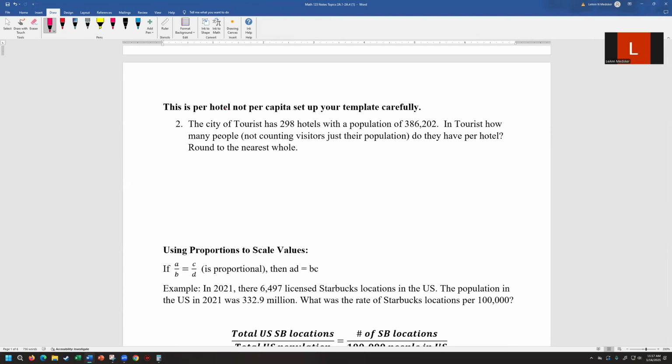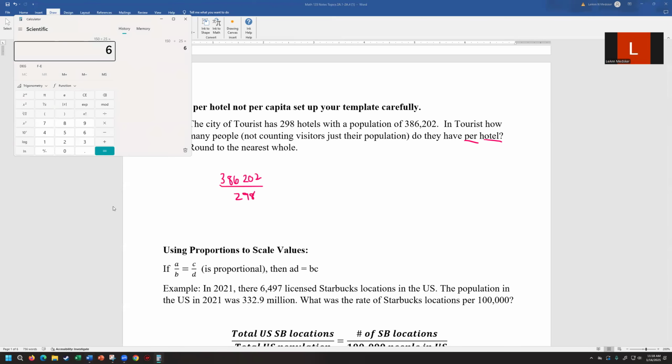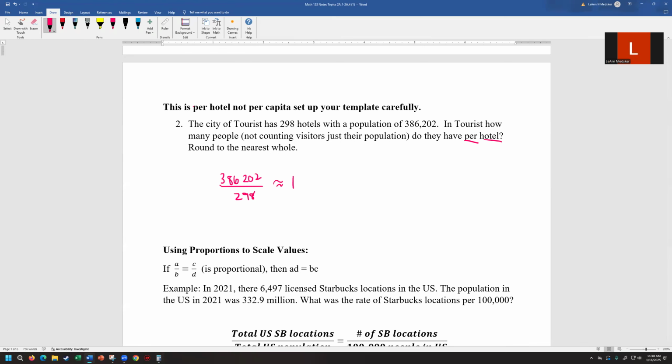So it says the city of tourists has 298 hotels with a population of 386,202. In tourists, how many people do they have per hotel? So notice this is not per capita. This is people on top divided by the number of hotels. And then it tells us to round to the nearest whole number. So 386,202 divided by 298. That would be 1295. And then the 9 at the decimal point, we'll round that up to a 6. So roughly 1,296 people per hotel.